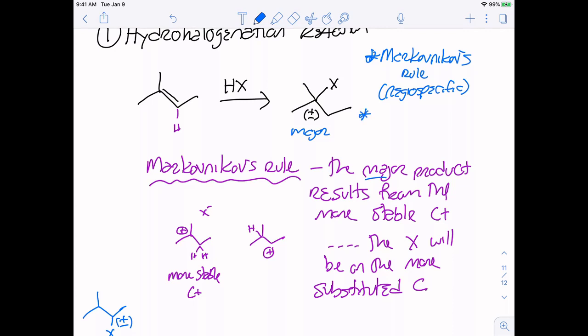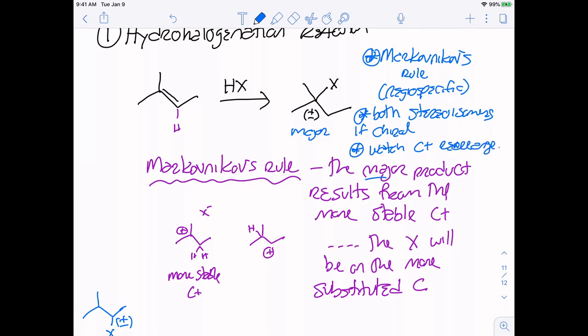It's also, I guess I wouldn't say stereospecific because it doesn't matter. We get both stereoisomers if chiral, so not stereospecific. And then just watch out for rearrangements, because we are going to go through a carbocation. Run out of room, so watch for carbocation rearrangements.